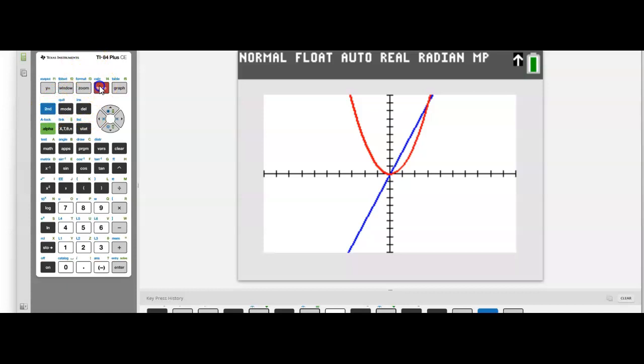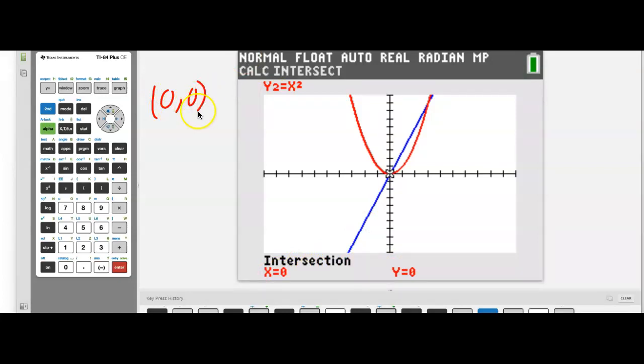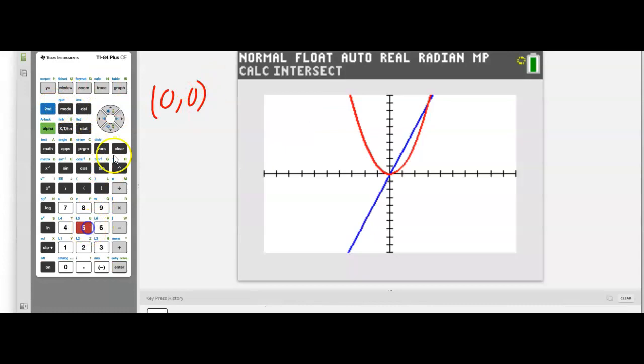So second Calc 5 and 1, 2, 3. The first intersection point is at 0, 0. So let's go ahead and write that down so we don't forget about it. Go ahead and find the other intersection point, second Calc 5. We'll scroll to where they're crossing, and then 1, 2, 3. And the second point where they're crossing is 3 and 9. Okay, and so now we're ready to go ahead and start writing out our integrals.